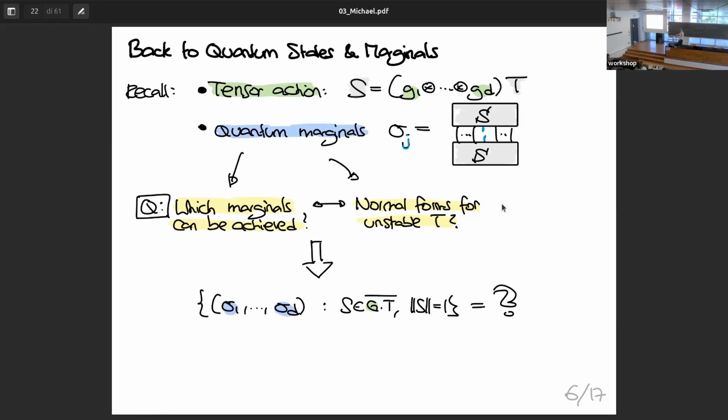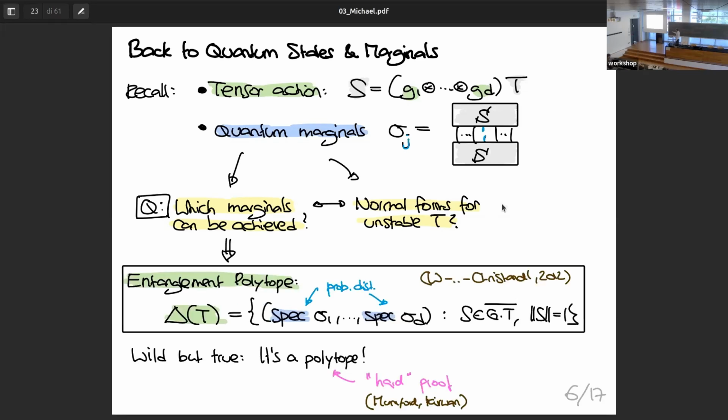Now, because the group action is closed under unitaries, unitary on N1 times unitary on N2 and so on, we can characterize the set without writing down all of these matrices. The only information that's interesting is spectral. So what are the eigenvalues of sigma 1, what are the eigenvalues of sigma 2, and so on up to the eigenvalues of sigma d. Okay. So we can define a reduced object, which is the following.